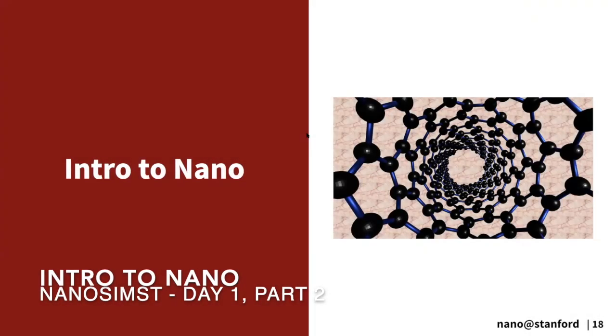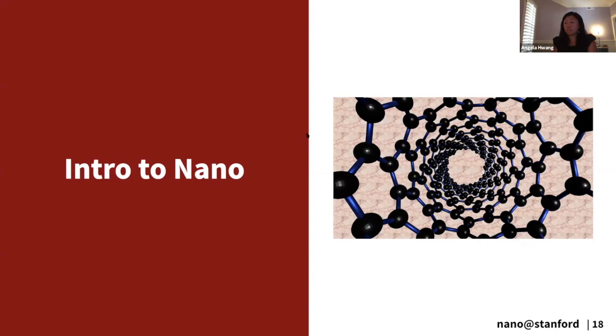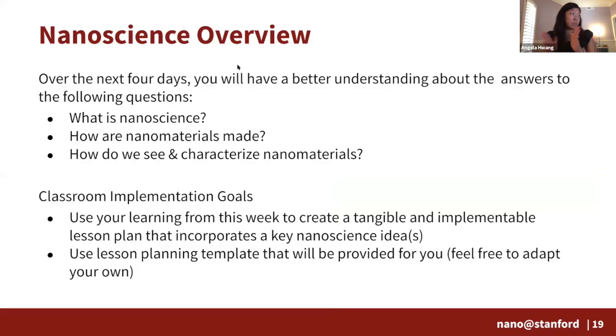So we are going to delve into what exactly is nanoscience. This is the heart of what's going on. We're going to understand the size, the scale, the general ins and outs, and then over the next few days, we're going to dive deeper into individual topics. Again, the next 4 days, we're going to talk about what is nanoscience.